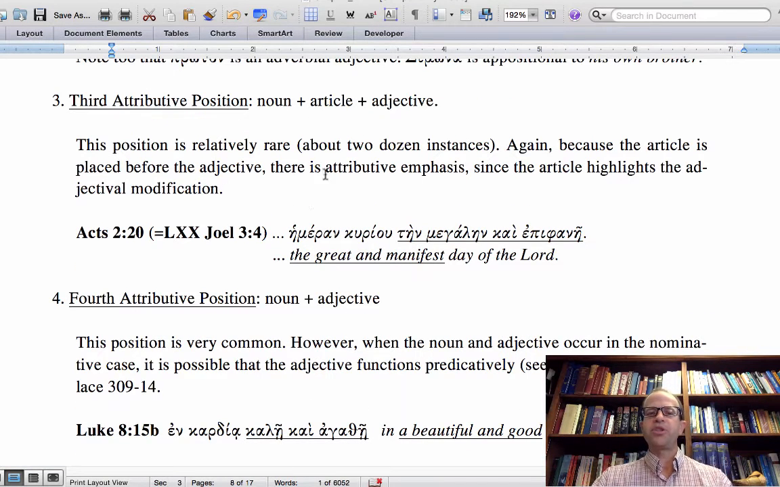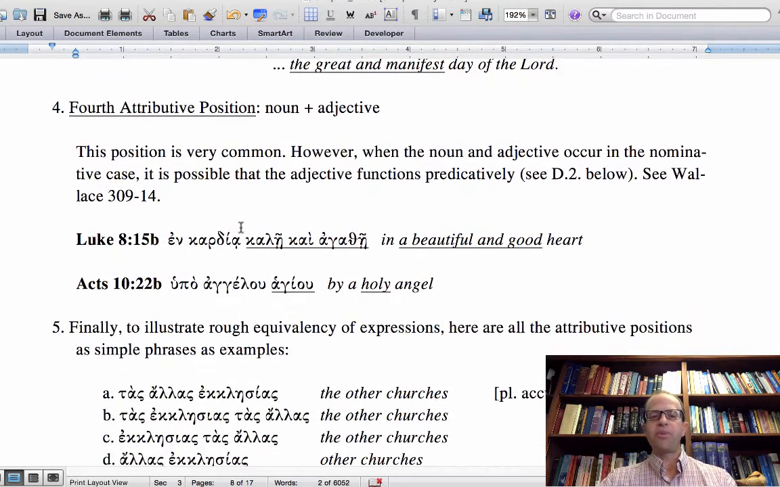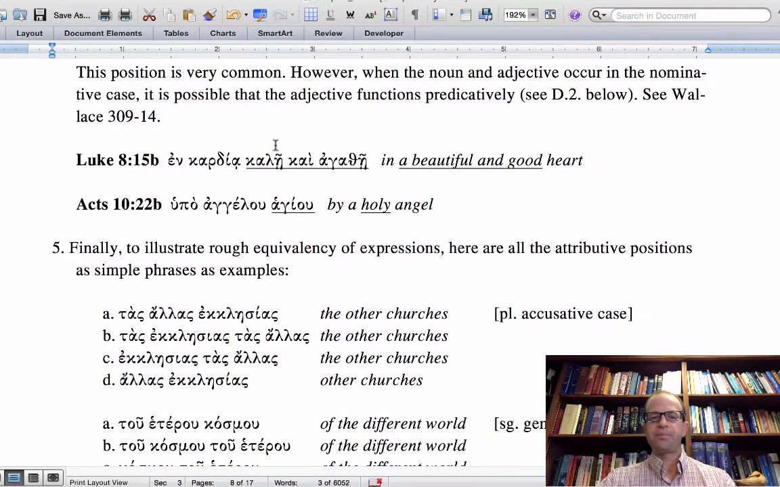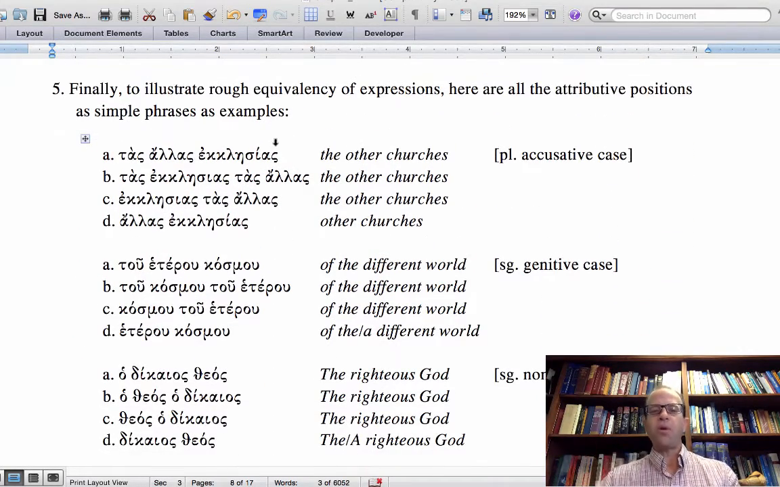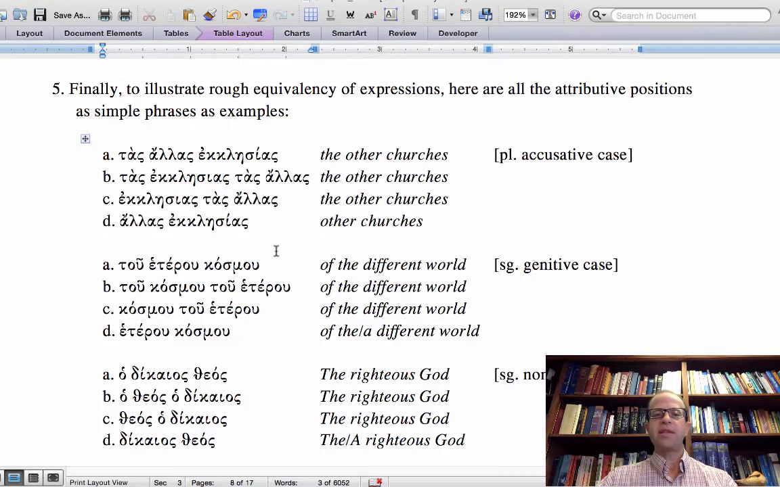The third attributive position is when the noun is followed by an article and then the adjective. This is much more rare. And then finally you have a fourth position in which the noun occurs with the adjective with no article. Here are ways in which you may translate these constructions. Notice that they often may come in as equivalent in English, although the constructions vary slightly.